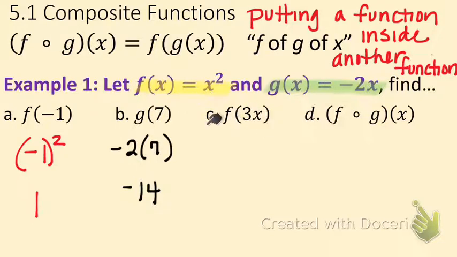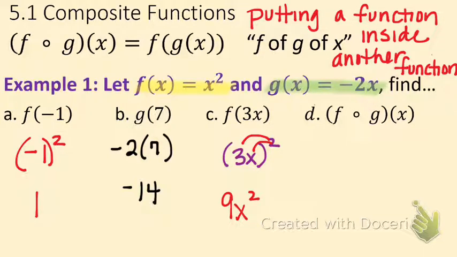So for C, I'm going to take 3x and square it. So 3x and square it. What do you think you get when you take 3x squared? What did you say? 9 and x what? Squared. Good. So you're squaring both of these. So that would be 9x squared.